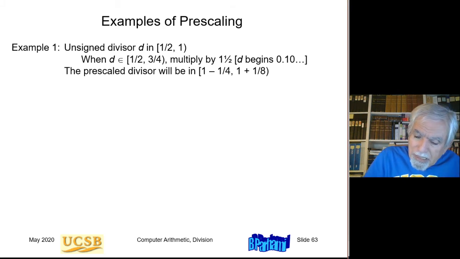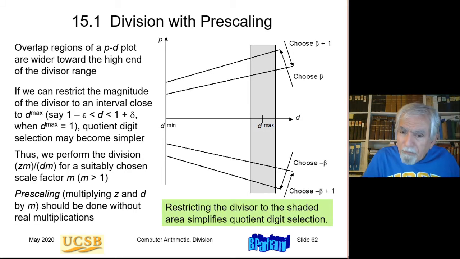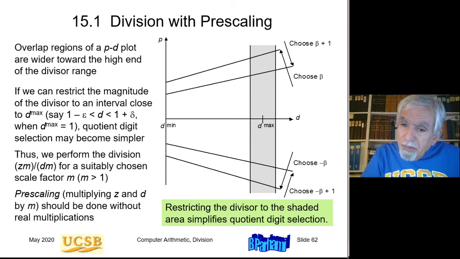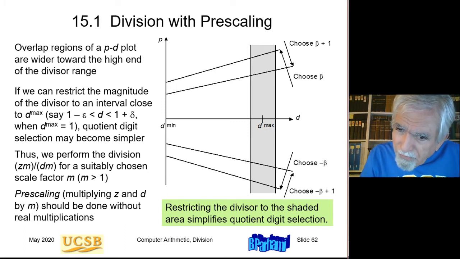So the idea is to pre-multiply Z and D by some scale factor M and choose that scale factor so that multiplication by it involves shift and add rather than actual multiplication. By doing that, scaling of Z and D each requires a shift and add. So 2 cycles at the beginning to scale, and then K cycles as usual for doing the actual division.